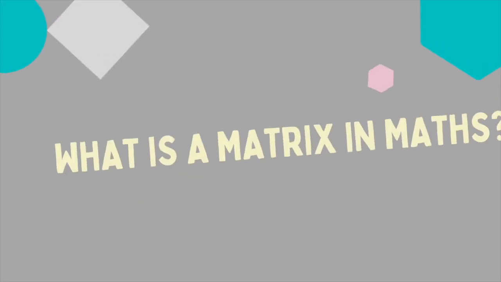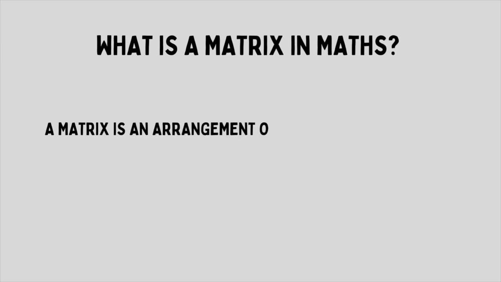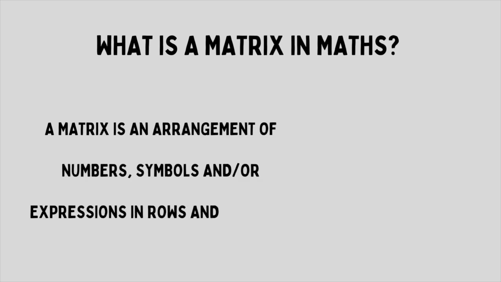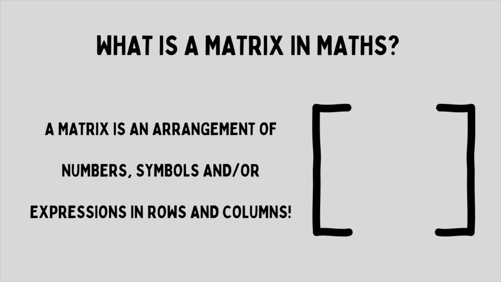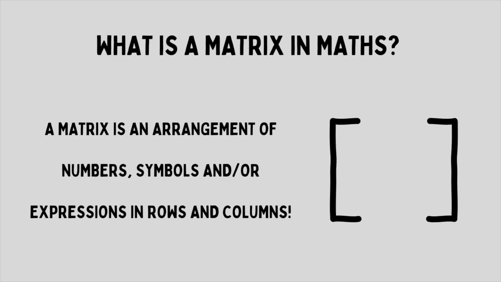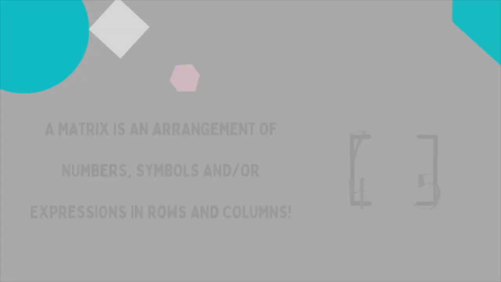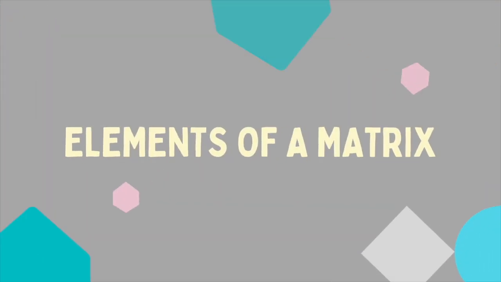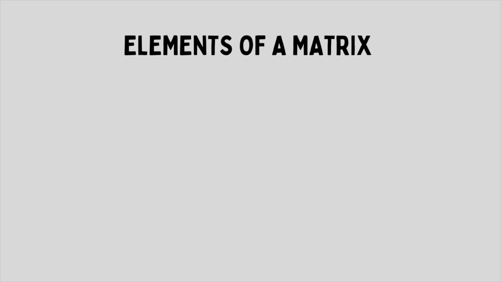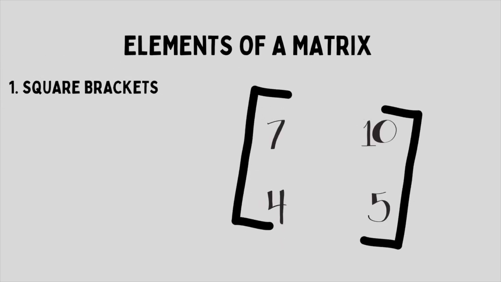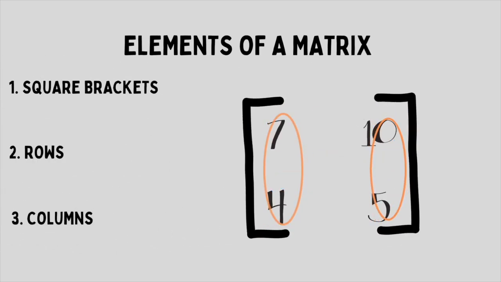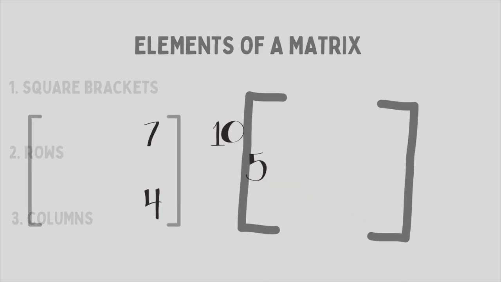However, what is a matrix in maths? Well, a matrix is an arrangement of numbers, symbols, and/or expressions in rows and columns. Maybe if you've ever seen a box that looks like it has numbers in it, that's a matrix. Now there are some key elements in a matrix. The first one that we need to know are the square brackets. We have the rows and we have the columns. These are the three important elements.